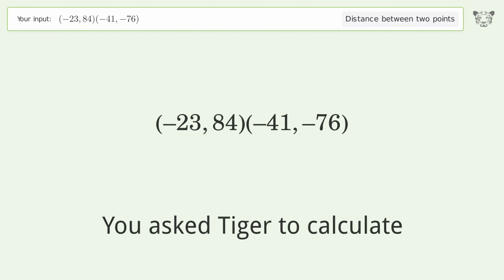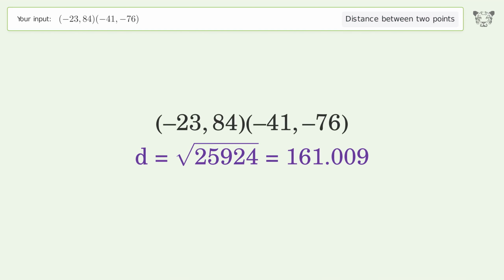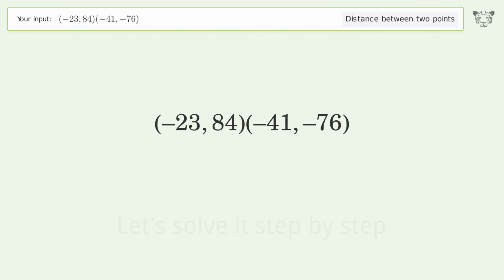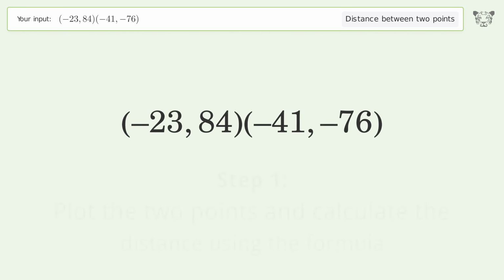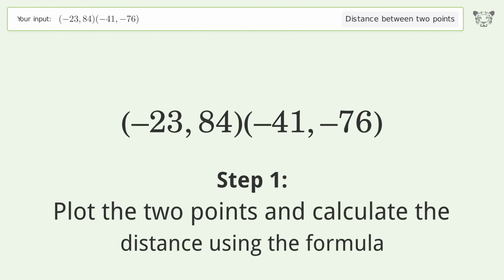You ask Tiger to calculate. This deals with the distance between 2 points. The distance between the 2 points is the square root of 25,924 or 161.009. Let's solve it step by step. Plot the 2 points and calculate the distance using the formula.